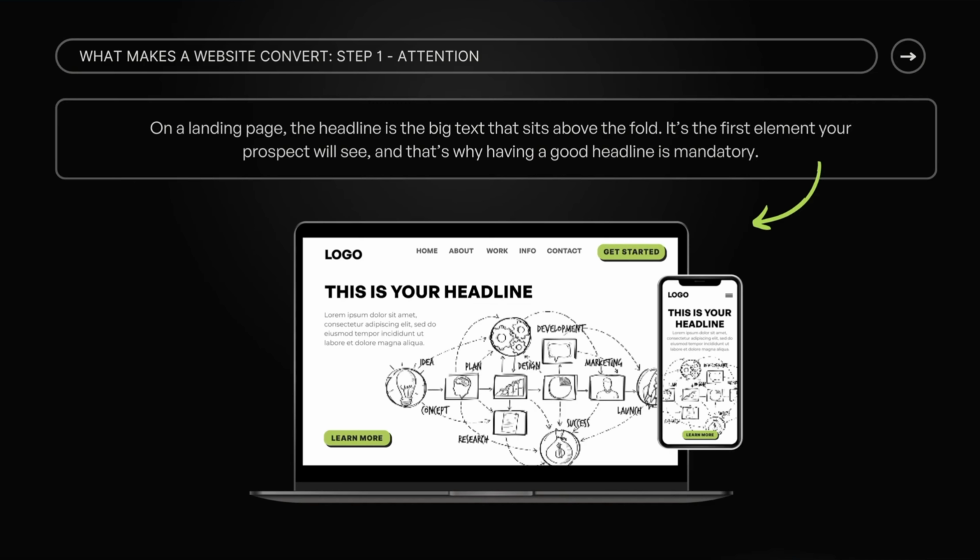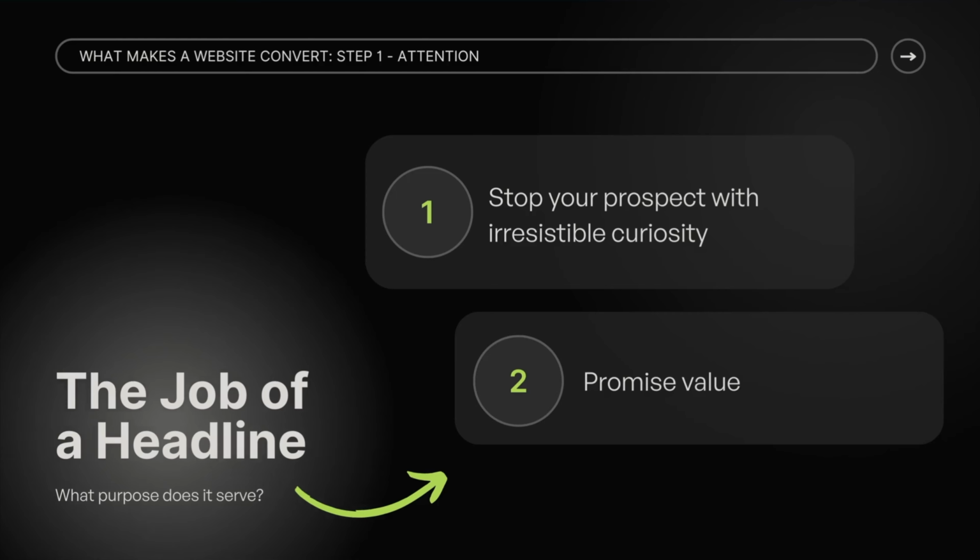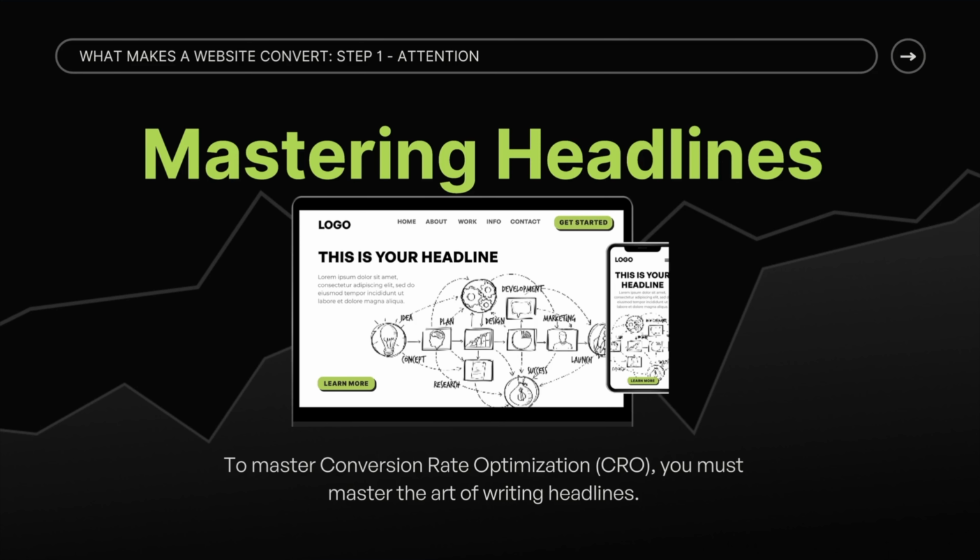If the headline is not interesting, your prospect will not read your page. A good headline promises value, a strong benefit, and makes your prospect curious. Curiosity and benefits have the strongest stopping power. So your headline has 2 primary jobs: to stop your prospect with irresistible curiosity and promise value. To master conversion rate optimization, you must master the art of writing headlines. Now, let's explore some shortcuts to get you started.